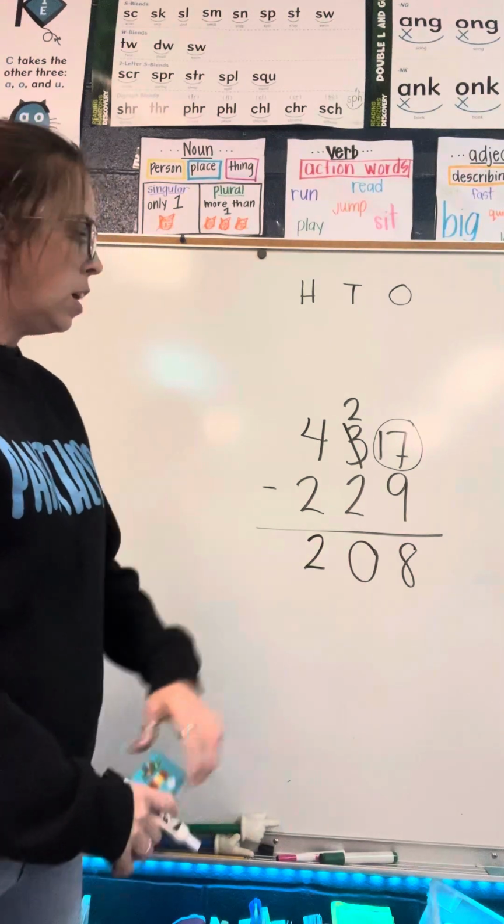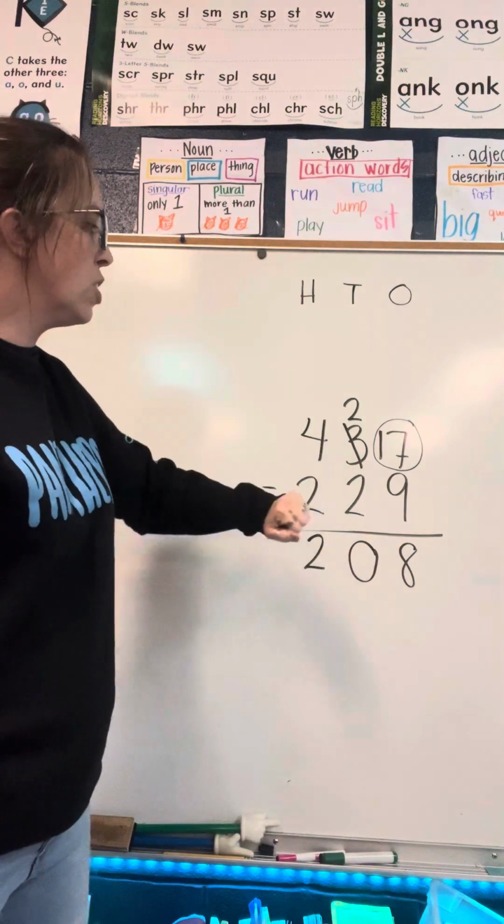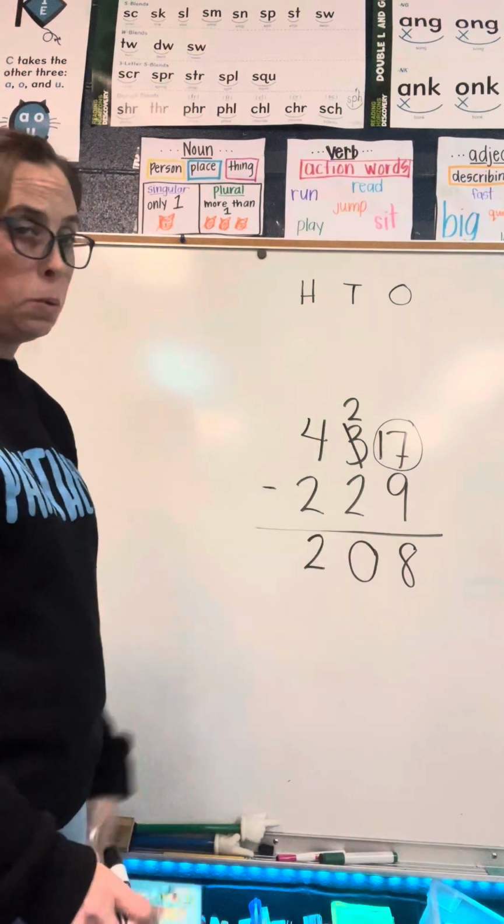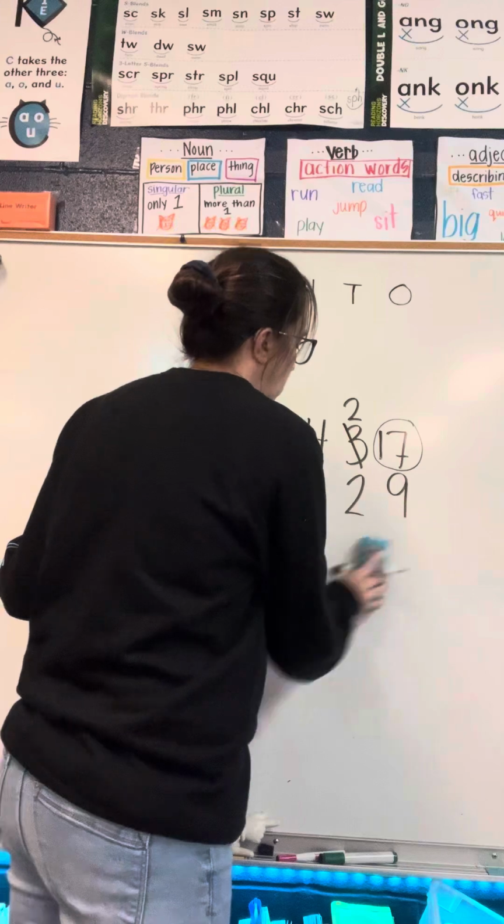Okay? If you have the same numbers and you're taking it away, it's going to be 0. 2 minus 2 would be 0. 3 minus 3 would be 0.